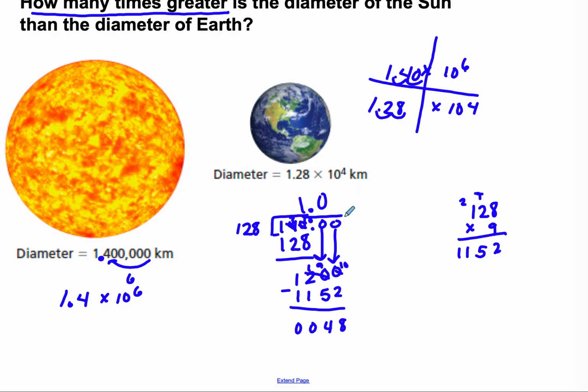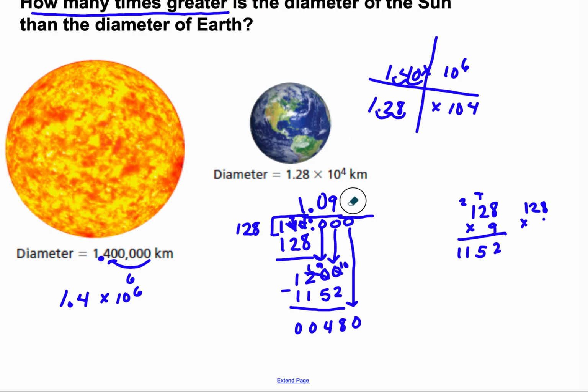Okay, still not done. Ooh, I forgot to write my 9 down. Okay, that went in 9 times. I need another 0. All right. Okay, so let's see. 128 into 480. If it was 120 into 480, it would go in 3 times exactly. So I'm going to do 2. All right, so I'm going to have to do that over here. 128 times, oh, no, I'm going to do 3.